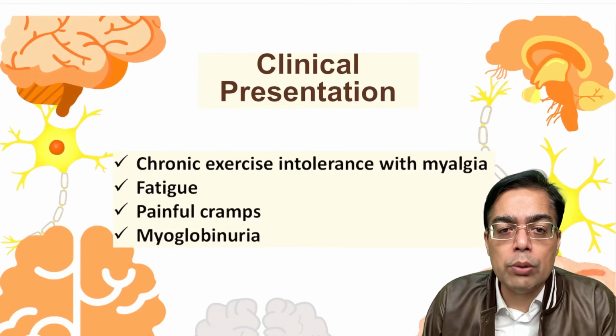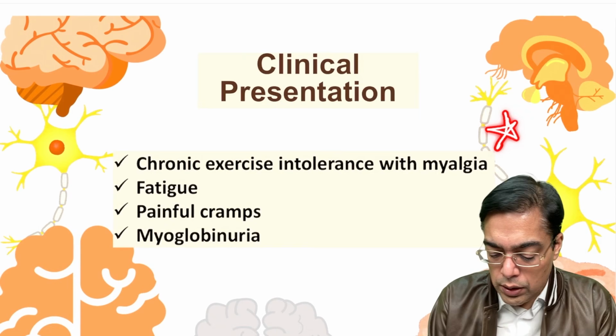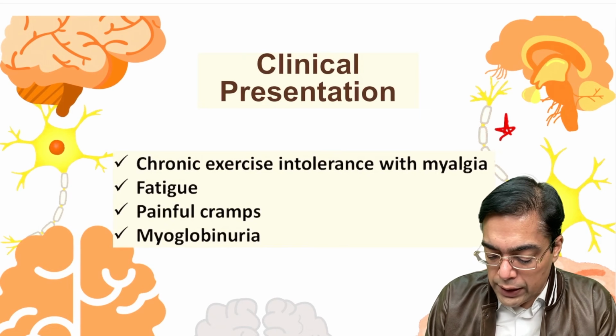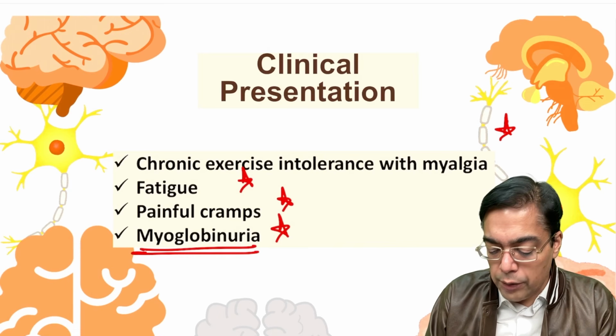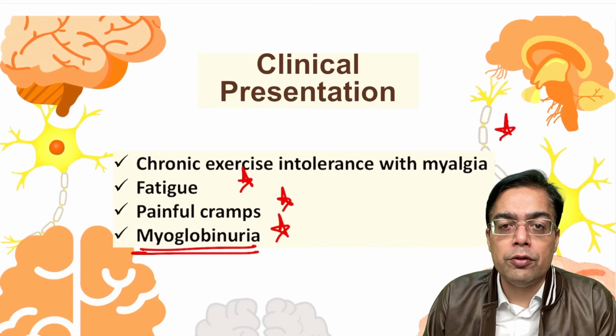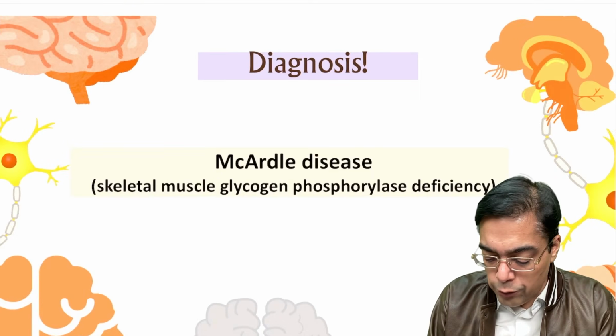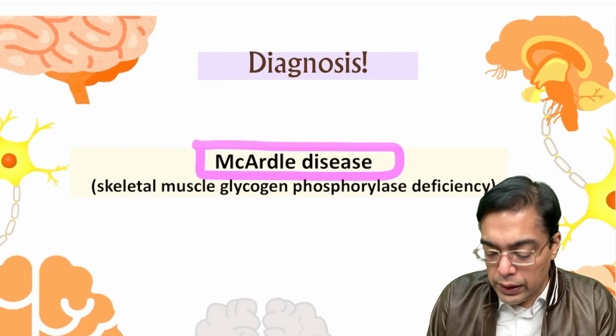The next one that we talk about is a child who is going to be having the presence of chronic exercise intolerance with myalgia. There is going to be presence of fatigue, there is presence of painful cramps, and there is presence of myoglobinuria. That means there is going to be a damage to the muscles. Anytime we are thinking in terms of this kind of a manifestation, yes, we are thinking in terms of a muscle problem. M for muscle problem, we are dealing with myophosphorylase disease.